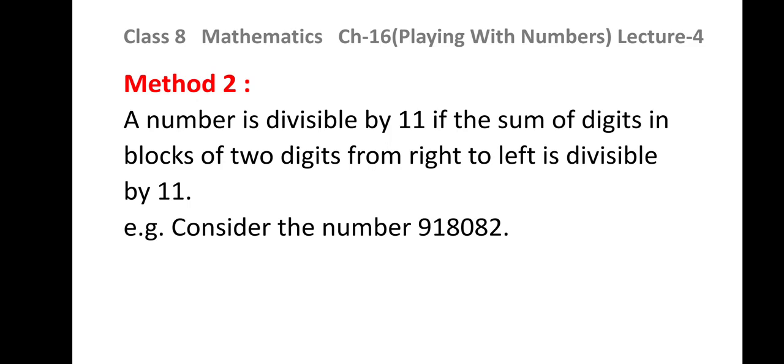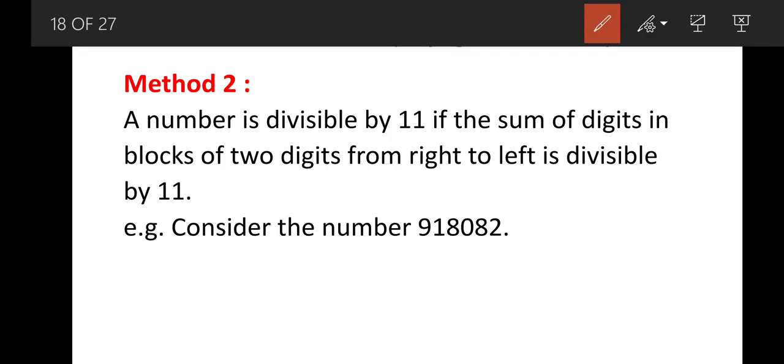Here, you are supposed to take the sum of the digits in blocks of 2 digits starting from right to left. So, 82 will be one block, 80 will be another, and 91. You are supposed to take their sum.